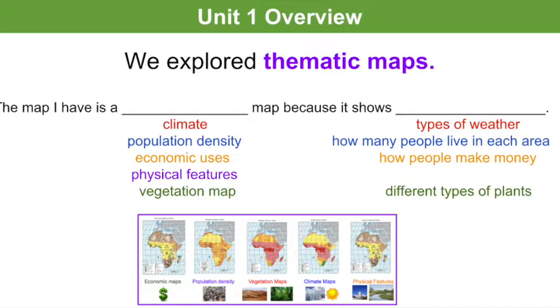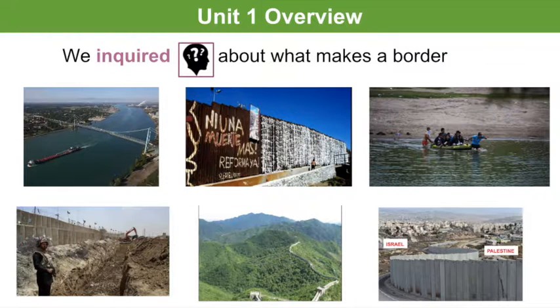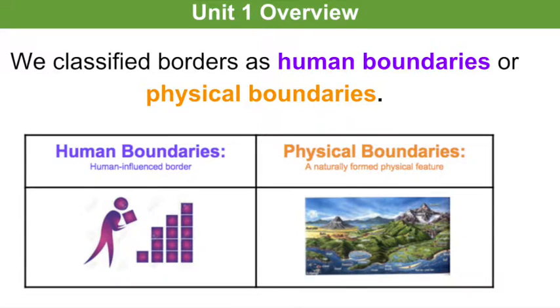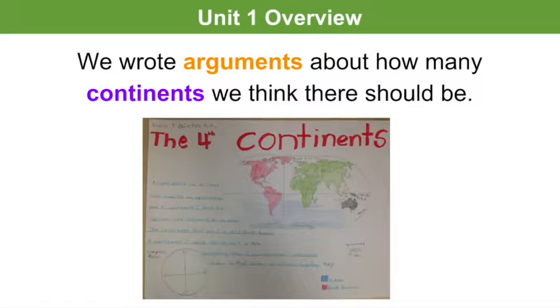We explored thematic maps. We inquired about what makes a border. We classified borders as human boundaries or physical boundaries. We wrote arguments about how many continents we think there should be.